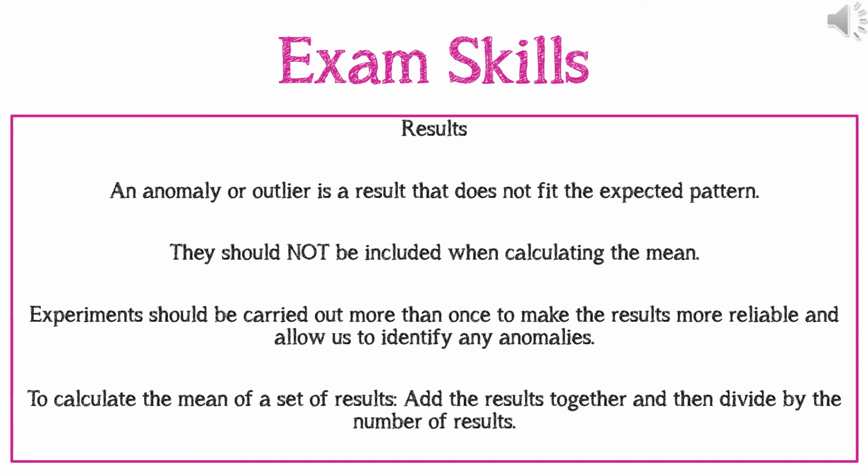And then finally, you could be asked to calculate the mean, which hopefully we know from our maths lessons. We add together all of the results and then divide it by the number of results. Obviously, if you've had an anomaly in there which you've then removed, do remember to remove 1 from the number of results as well when you're dividing.